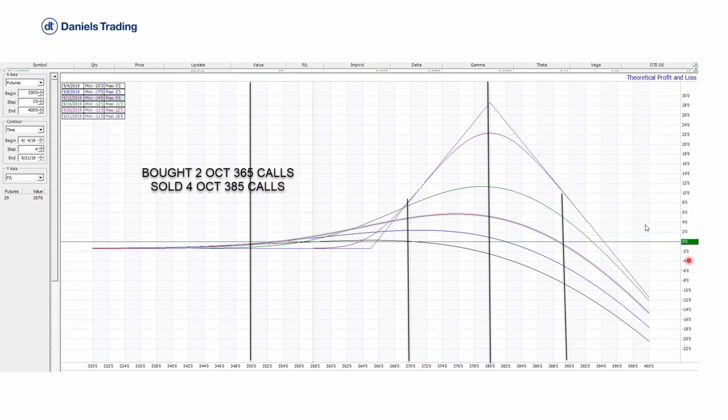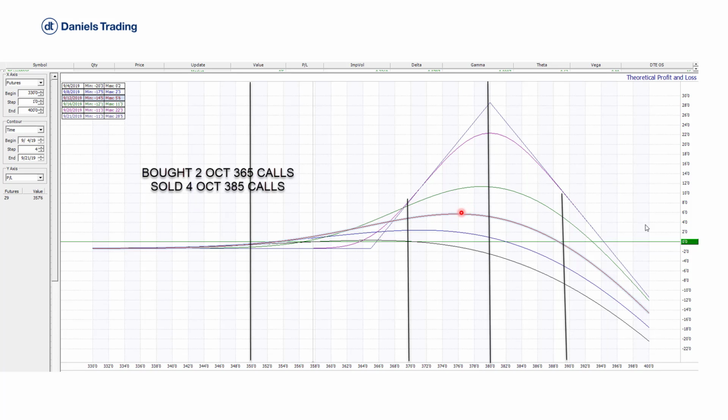The right axis here is what the price of the option or the profit or loss of the option will be on that certain date. Right here is the price of the option. So where they cross, these lines here are where the value of the option spread will be.